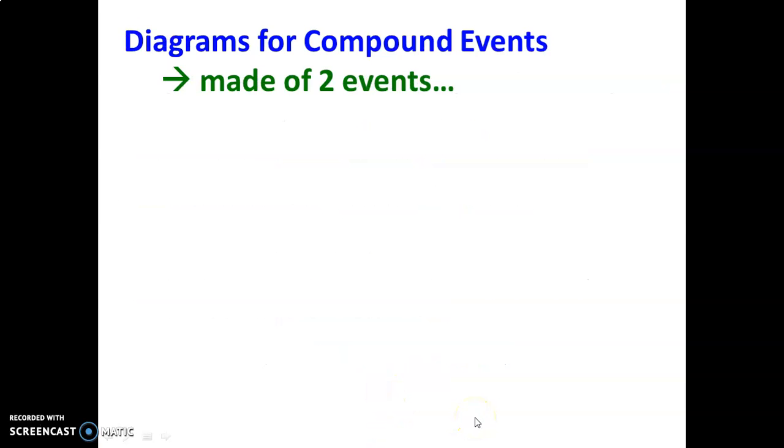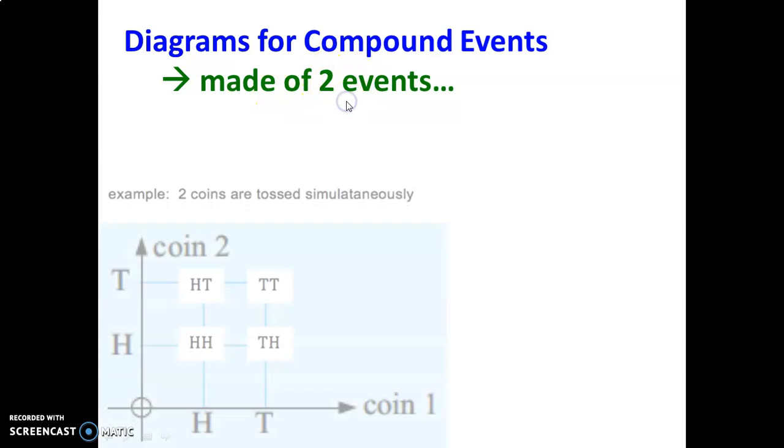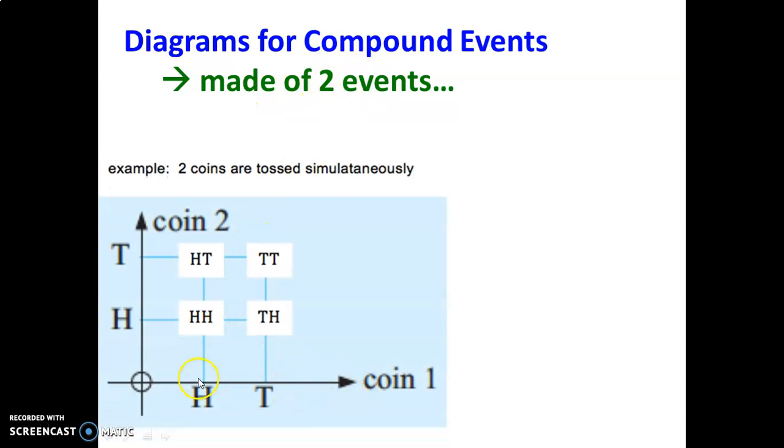All right, let's take a look at some diagrams. This is the key part of what we're looking at today. We are going to talk about diagrams for compound events. Let's say we have a compound event made of two small events. Classic example, flipping a coin.